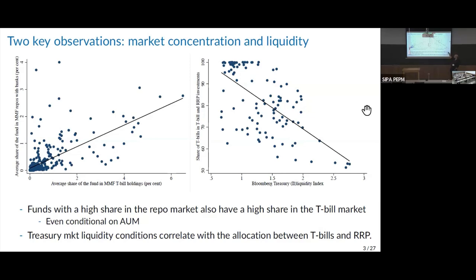So the x-axis is the Bloomberg Treasury illiquidity index. The higher this number is, the more illiquid the treasury market is. So it's basically a yield curve fitting there. For treasuries that have the same maturity, we're going to have multiple of these, we fit the yield curve. The bigger the dispersion is, it's a proxy for the tightness of the arbitrage constraints. So a higher number here means the treasury market is more illiquid. And the y-axis is showing the share of T-bills in money market funds' T-bill and RRP investments. So what this is saying is when there's less liquidity, they invest less in the less liquid market. So that's another motivating factor.